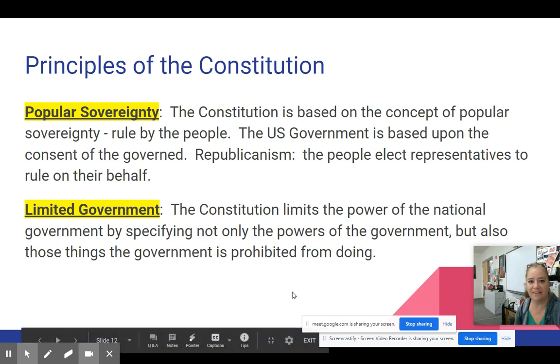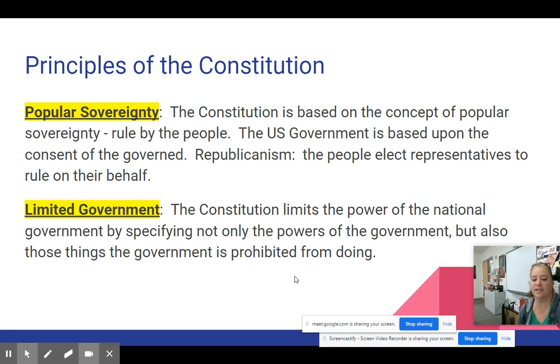Okay, then this is something that's for your assignment too, the principles of the Constitution. So there's 6 principles of the Constitution. Popular sovereignty, it's based on the rule by the people, meaning that the power of the Constitution rests in the hands of the people. And we have the right to change that based on who we elect to represent us in government.